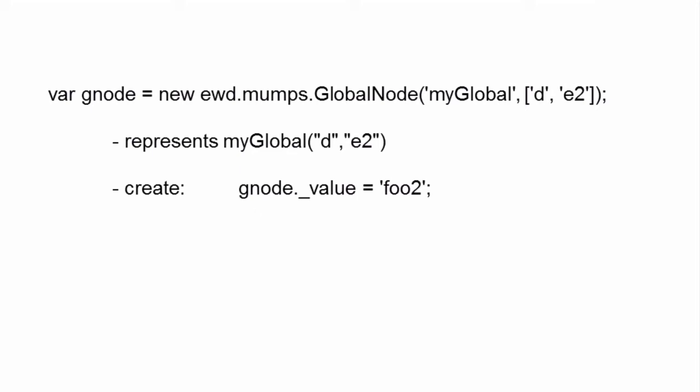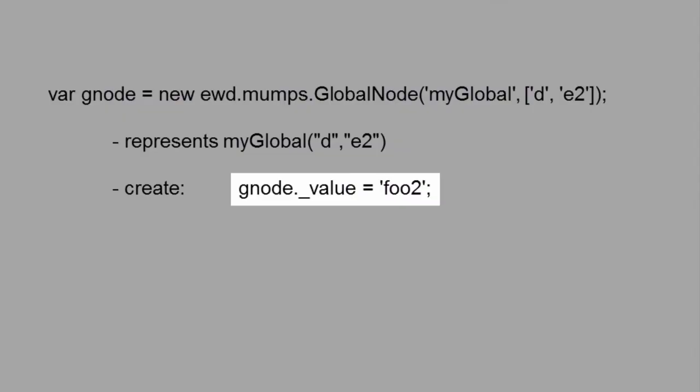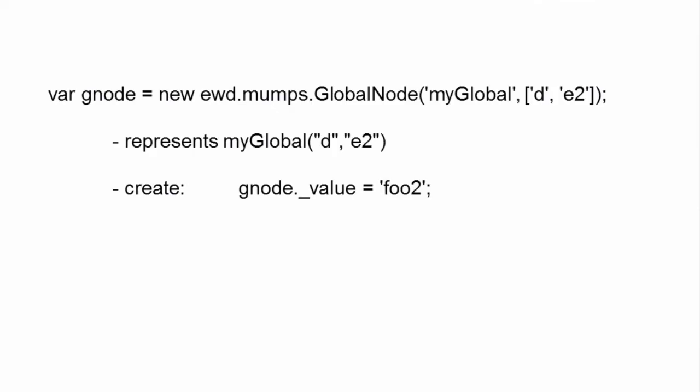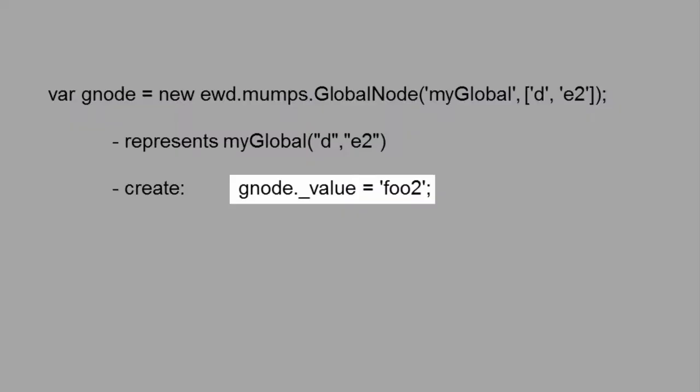Well, for a start, you can perform all the primitive actions. So we can create the node by setting a value, and you do that by simply assigning a value to its property named value. You'll notice that the value property name is actually prefixed by an underscore character, and you'll see that that's true of all the properties and methods of a global node object. Note also that if the global node had already existed, this would change its value.